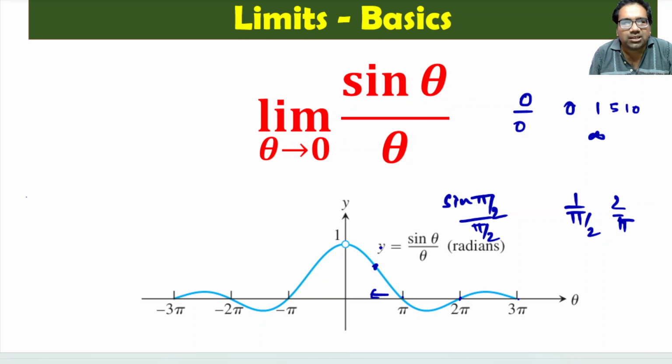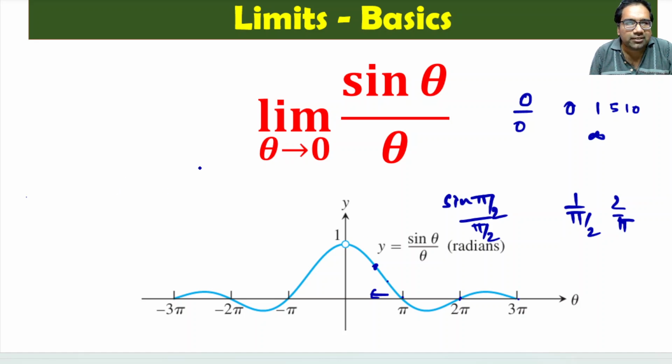If you try to calculate sine theta by theta for multiple values using a calculator, you will get a graph like this. If you do these calculations for sine pi by 2, sine pi by 4, sine pi by 10 and so on, and plot them, you will get a graph like this. Then it looks like the value as theta approaches 0 is approaching 1, both from the left side and the right side.